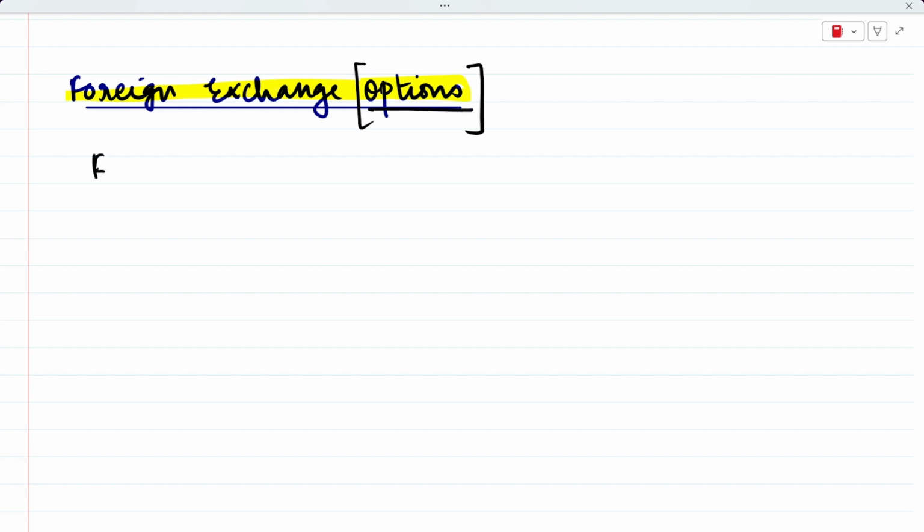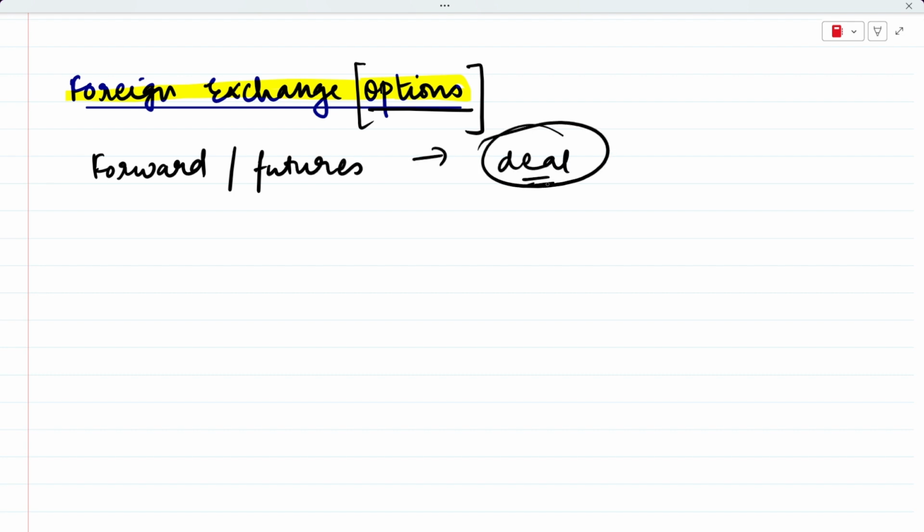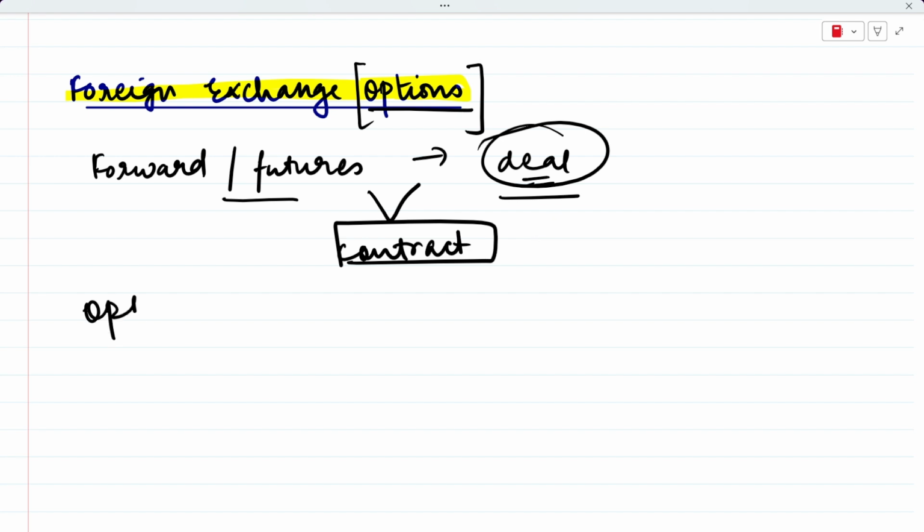So see, with a forward contract or a futures contract, with either of them, what happens is that you must complete the deal. You are under an obligation that you have to complete the deal. No matter what happens, both the sides that are dealing in a forward or a futures contract have to honor the contract, because they have signed up a deal and they have to honor it on the delivery date. But an option is a different thing.